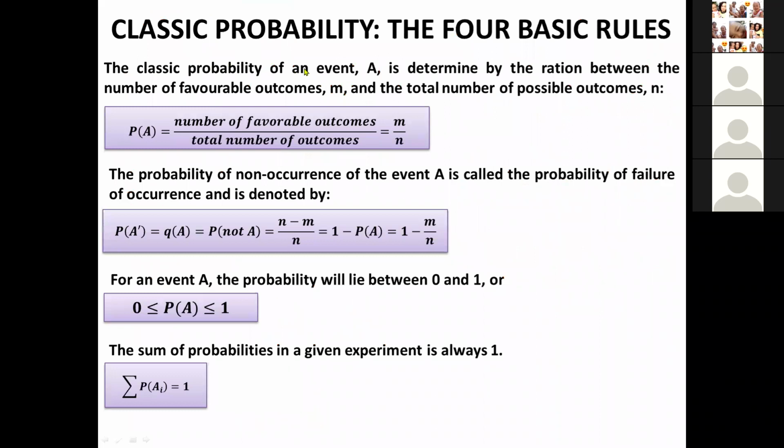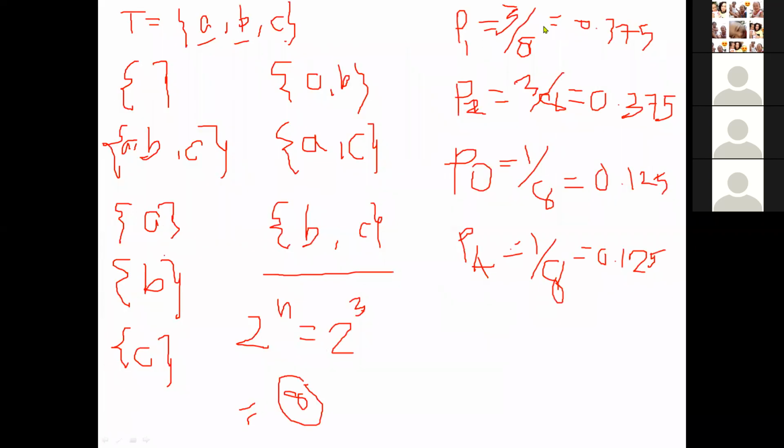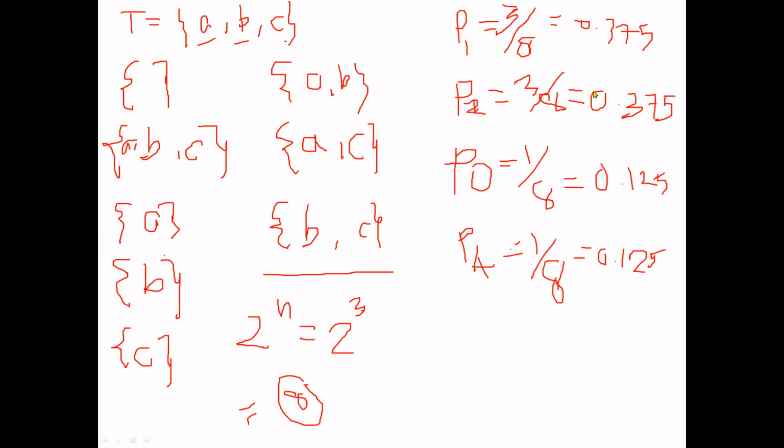The classic probability of an event A is determined by the ratio between number of favorable outcomes and the total number of possible outcomes, N. So basically, yung rule number 1, nai-apply natin yan sa pagkakalculate natin ng mga probability. Yung kung paano natin nahanap yung 0.375 sa probability na isa lang ang darating, in-apply natin yung rule number 1. Probability na dalawa lang ang darating, we have again applied the rule number 1. That's why we obtain a result of 0.375.